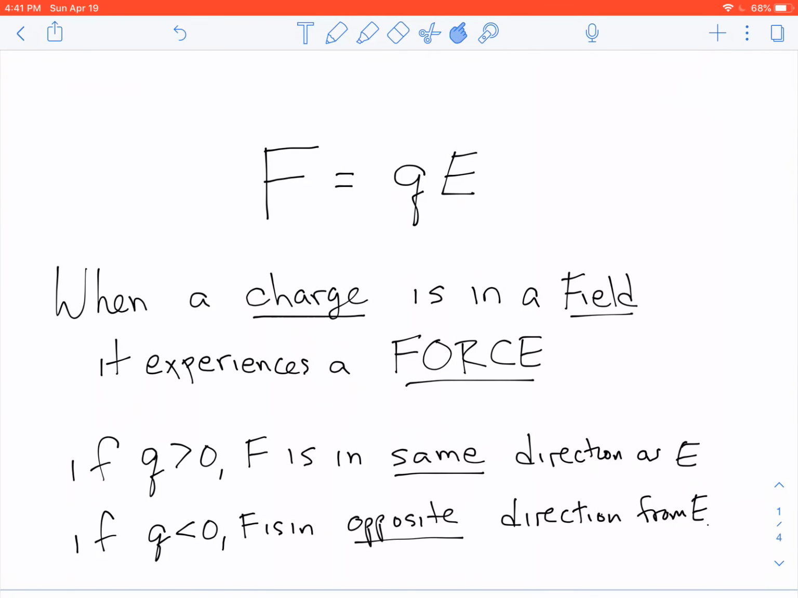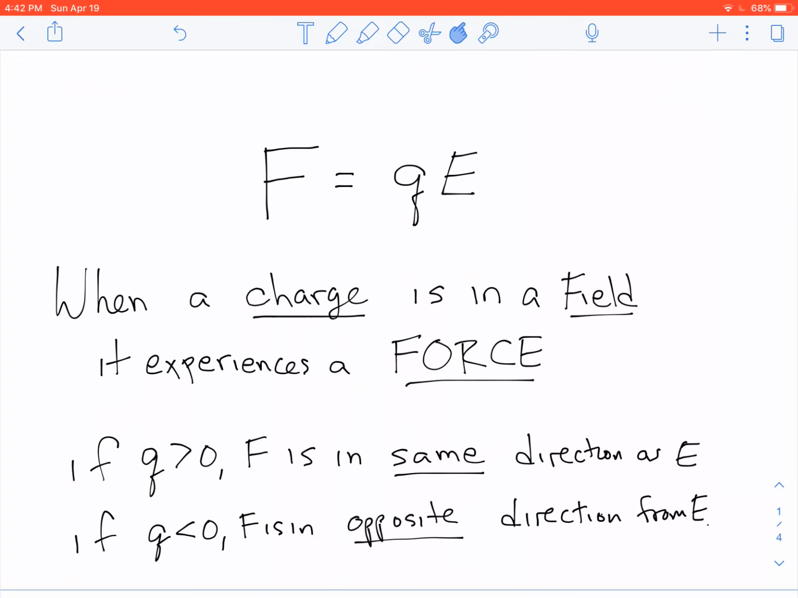We connect these with the formula F equals QE. When a charge is in a field, it experiences a force. In these problems, we have two vectors, the force and the electric field, and we have one scalar, the charge.